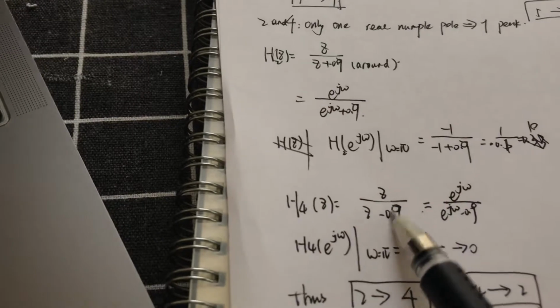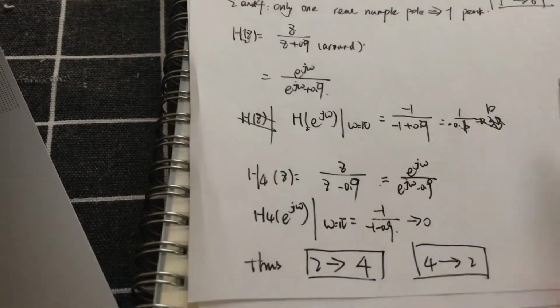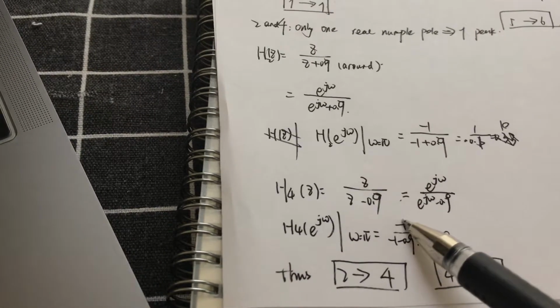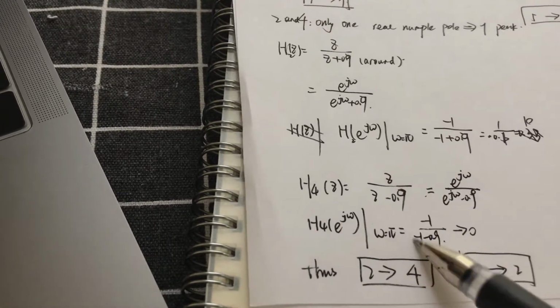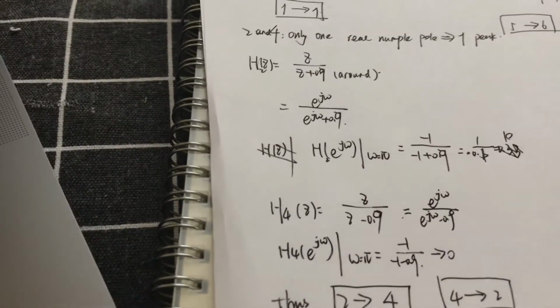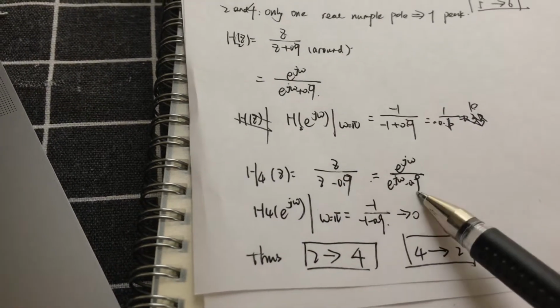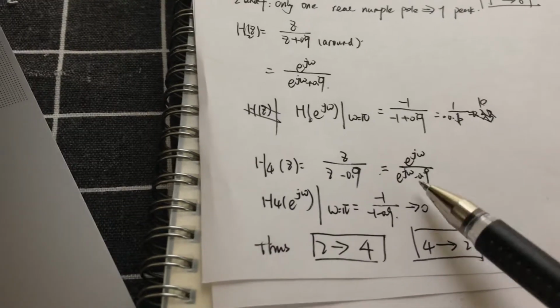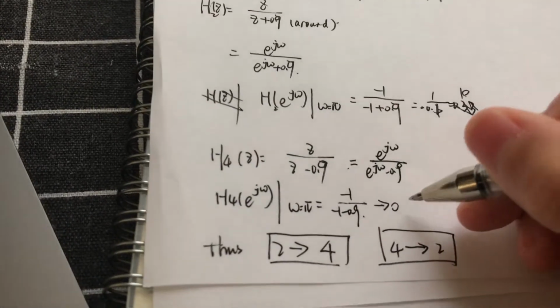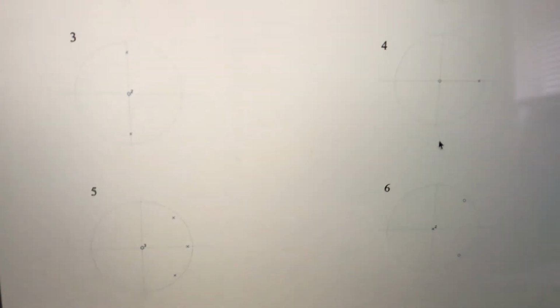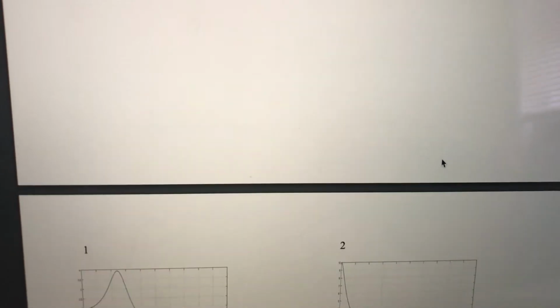For diagram 4, we could say that the real number is around 0.9. So when omega equals pi, this one is equal to -1, this one equals -1, minus 0.9. So this one is a smaller number. Since they only have one zero, they have only one peak.